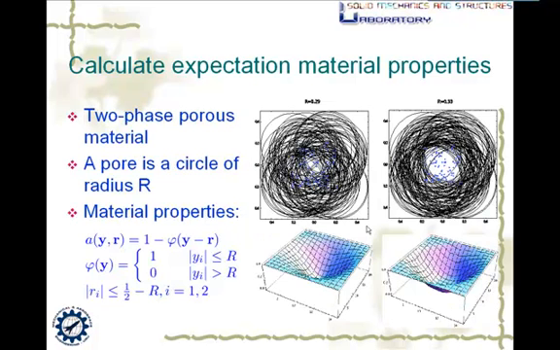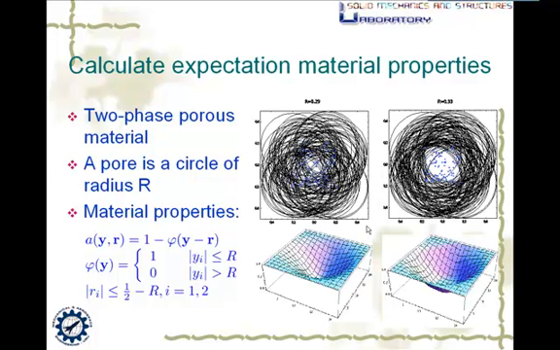Let's take a two-phase porous material to demonstrate how this works. A pore with radius r is randomly distributed inside a square unit cell. We assume the property of the pore is 0 and the matrix is 1. For each realization, the point material properties related to the distribution of pores can be described by the following equation.